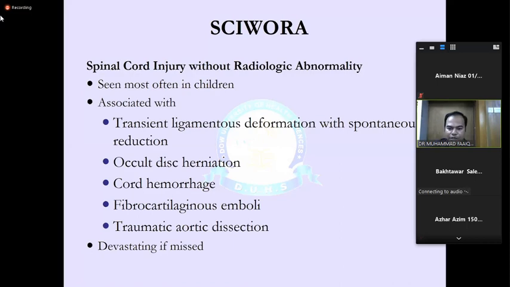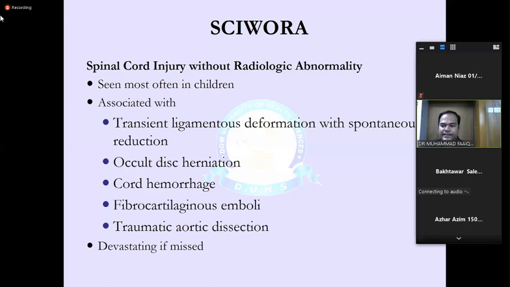And I told you that children may sustain spinal cord injury without bony injury. So this phenomenon is called Skybora, spinal cord injury without radiological abnormality. Radiology, that is X-ray and CT scan, will be normal. But yes, clinically, the patient will have spinal cord injury. So Skybora is spinal cord injury without radiological abnormality.